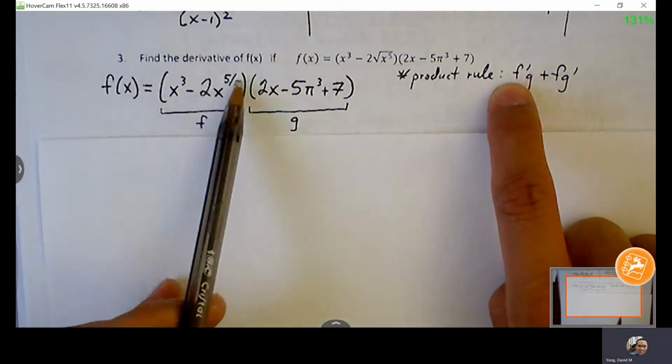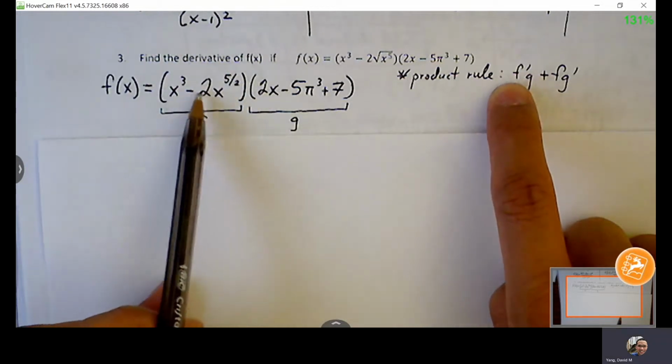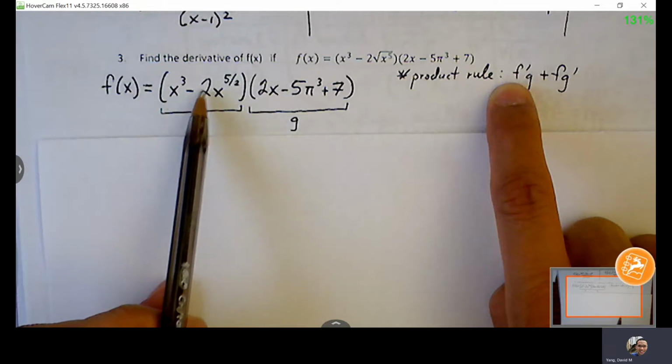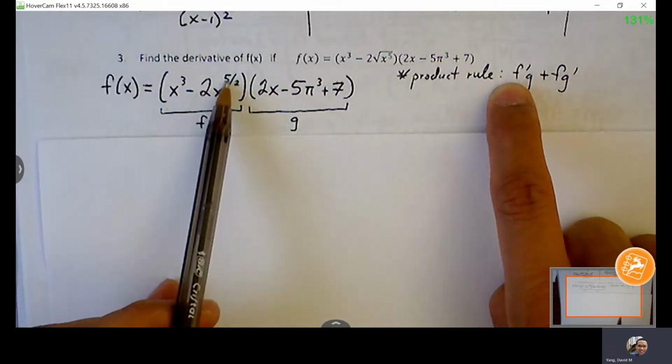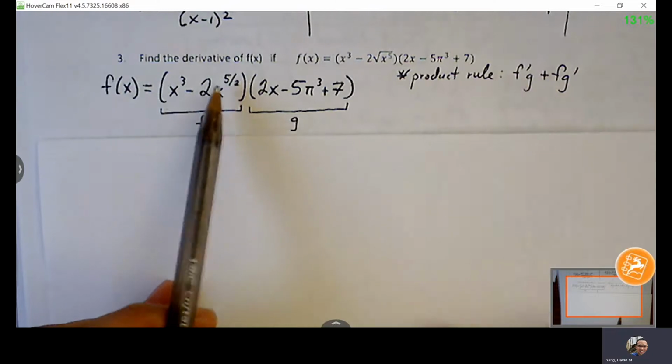3x squared minus, bring down the 5 halves. 5 halves times 2 is just going to be 5. Subtract 1 from the exponent. 5 halves minus 2 halves is 3 halves.